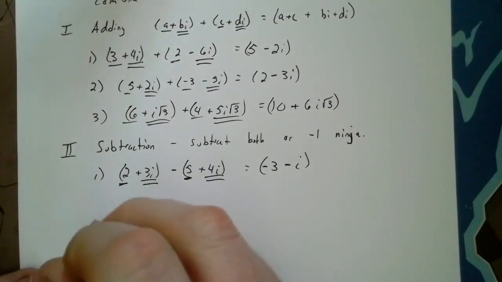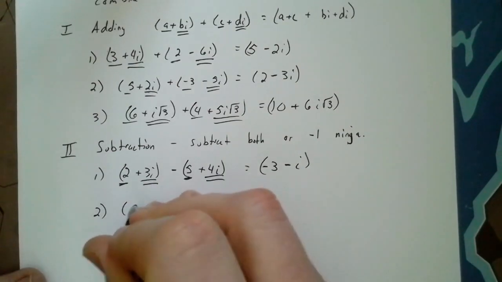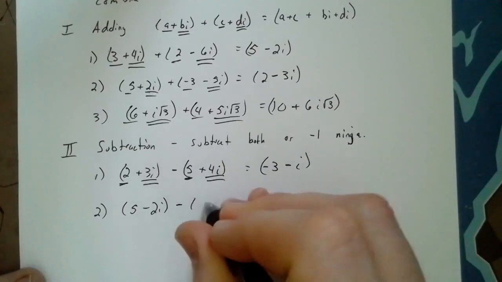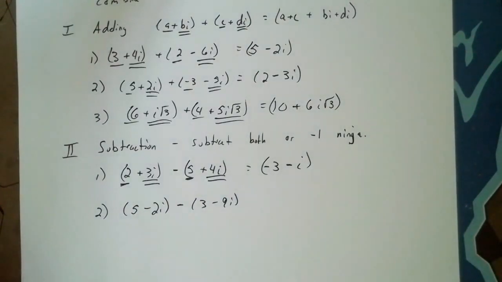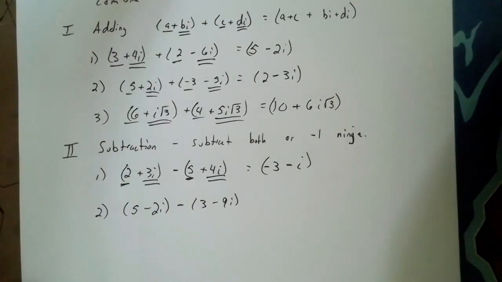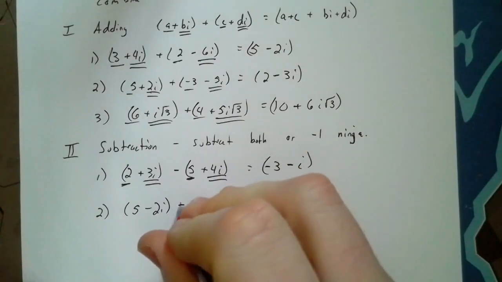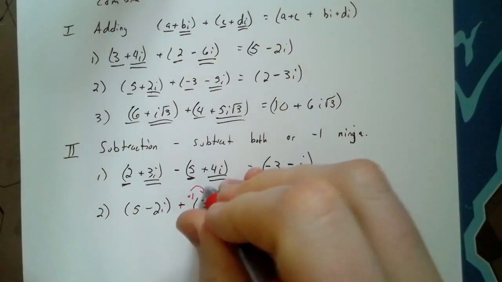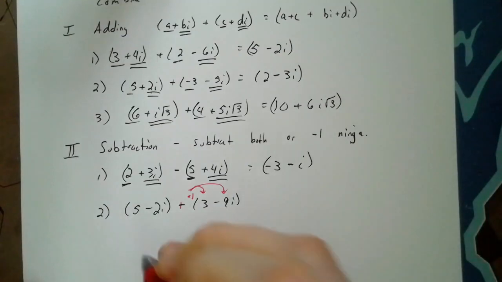Okay. We can also do a method where we distribute what we call the negative 1 ninja. So if we have here 5 minus 2i, and from that I'm going to subtract 3 minus 9i, I'm going to change this from being a subtraction sign in the middle to being plus a negative 1. So there's my negative 1 ninja that was hiding out front. And then I simply distribute my negative 1 inside. Now it becomes an addition problem.